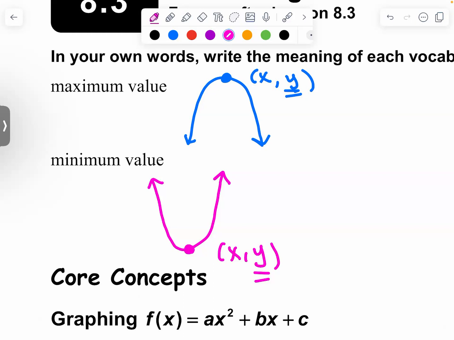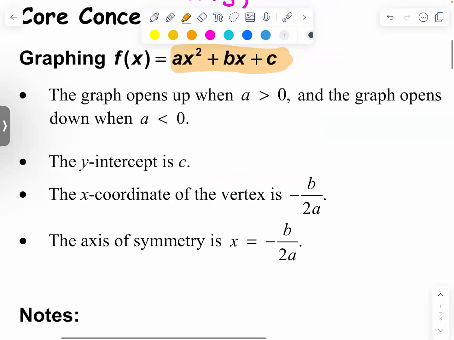Well, what if we have ax squared plus bx plus c? We know how a is going to affect the graph. It's going to make it wider or skinnier. But that bx is really going to affect things. So our vertex is going to move when we have that plus bx plus c, and this is how we are going to find it.